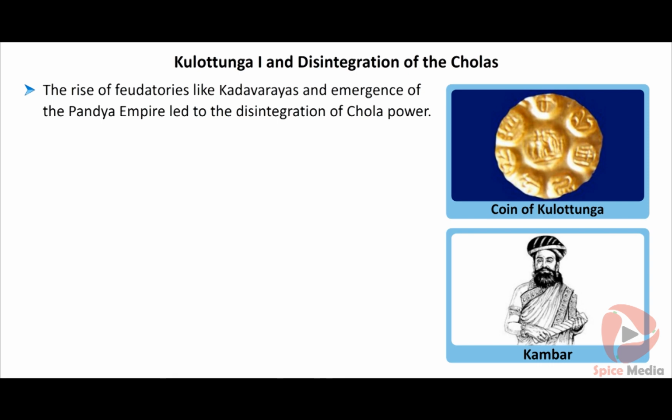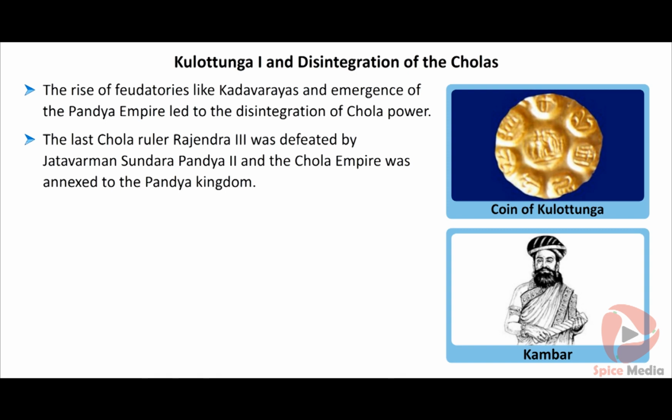The rise of feudatories like Kadavarayas and the emergence of the Pandya Empire led to the disintegration of the Chola power. The last Chola ruler was Rajendra III, who ruled from 1246 to 1279 AD. He was defeated by Jatavarman Sundara Pandya II, and the Chola Empire was annexed to the Pandya kingdom.